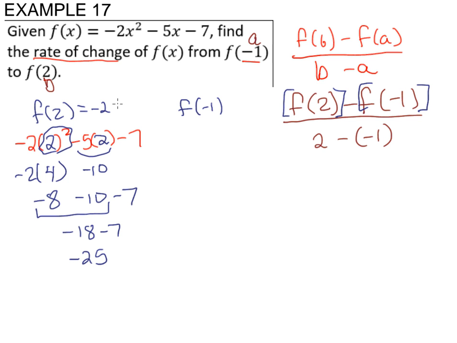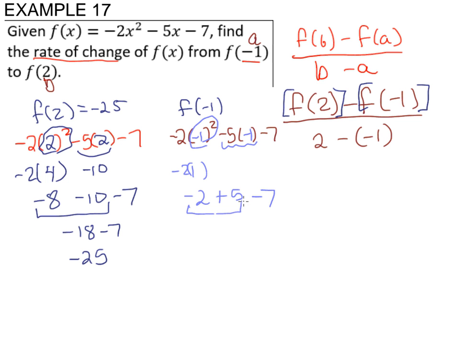So f of 2 is negative 25. Now we find out what f of negative 1 is. Take negative 2 and then square it, minus 5, and then we're going to have something minus 7. Now we plug in negative 1 and negative 1, because that's what a is. So negative 1 squared is 1, times negative 2 is negative 2. Negative 5 times negative 1 is positive 5, minus 7. Negative 2 plus 5 is 3, minus 7 is negative 4. So negative 4 for f of negative 1.